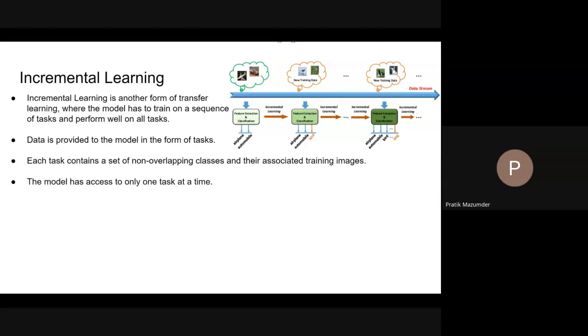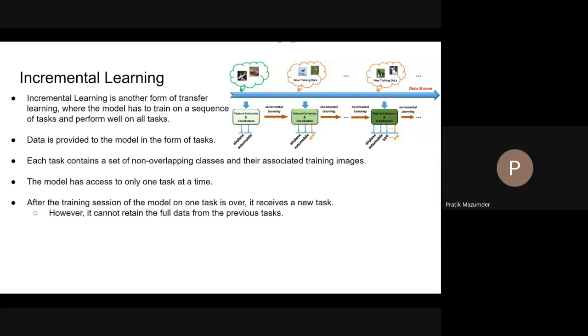Great. So in this particular setup, the model will have access to only a single task at a time, but it is expected to perform well on the previously seen tasks as well. After every training session on a particular task, it will receive a new task. Generally you'll not be able to retain the full data of the previous task. In some settings, it's even stricter: you'll not be allowed to retain even a single image from your previous task, and you only get access to newer images from newer classes. That will be one extreme case of incremental learning.